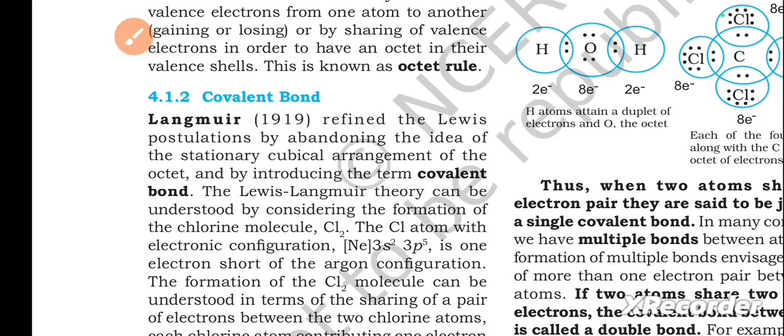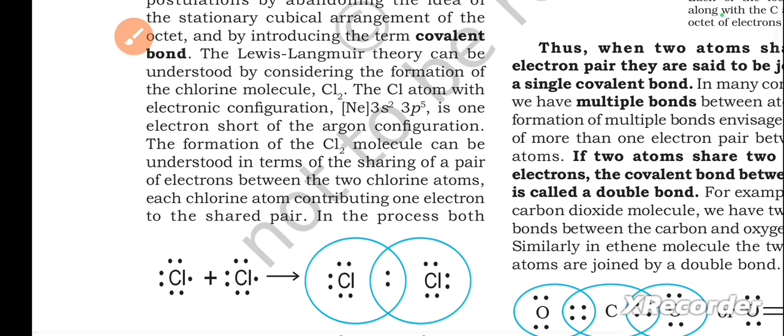Next is the covalent bond. Langmuir in 1919 refined the Lewis postulations by abandoning the idea of the stationary cubical arrangement of the octet and by introducing the term covalent bond. The Lewis-Langmuir theory can be understood by considering the formation of the chlorine molecule, Cl2.